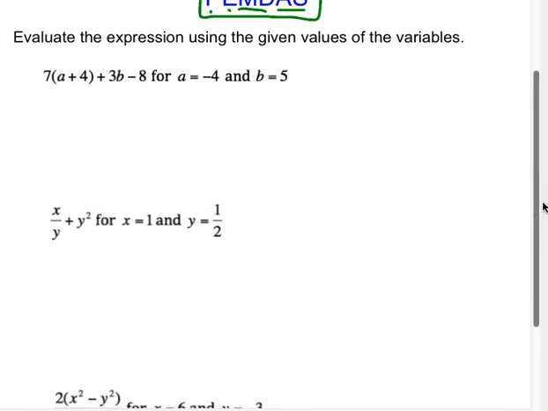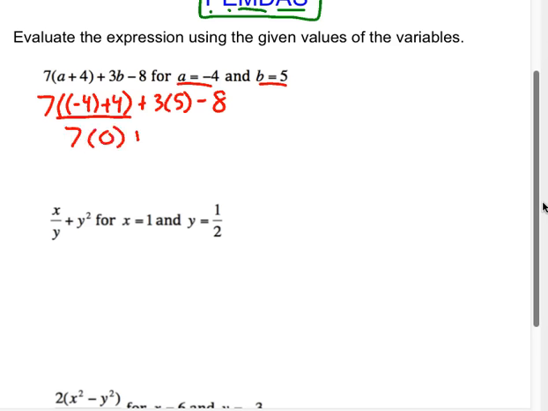So, looking at this, a is going to be -4, b is going to be 5. So I'm just going to rewrite this. And again, just to be safe, I'm going to put in extra sets of parentheses around every number that I plug in. Okay? So now let's go through the step-by-step process. First is parentheses. Well, I started with this initial set of parentheses, okay, the a plus 4. So that's where I'm going to start. -4 plus 4 is going to be 0.